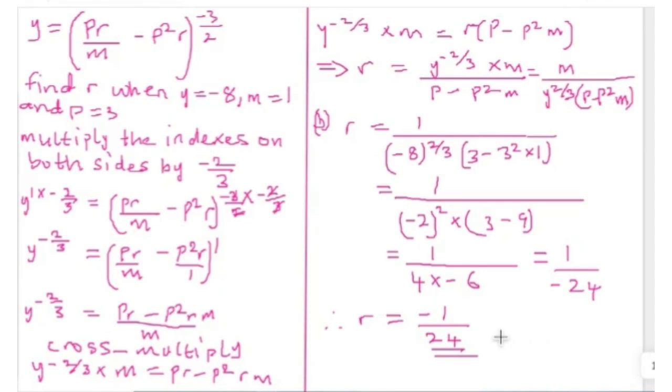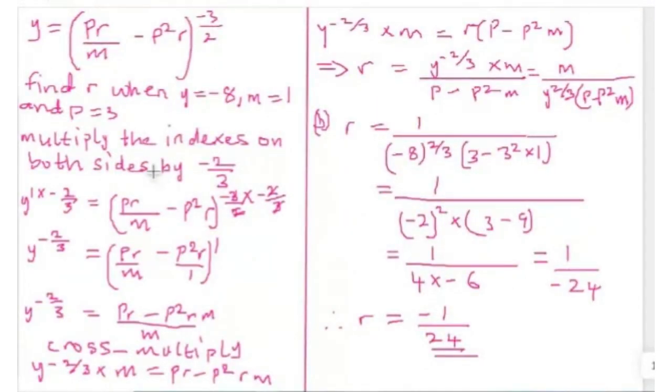So this is the solution of number 2 of the WASSCE May June 2022 essay question. We've been able to make r the subject of the formula. We've also been able to find the value of r given these stated values. So this is a procedure that is very clear and a fast way of solving this.